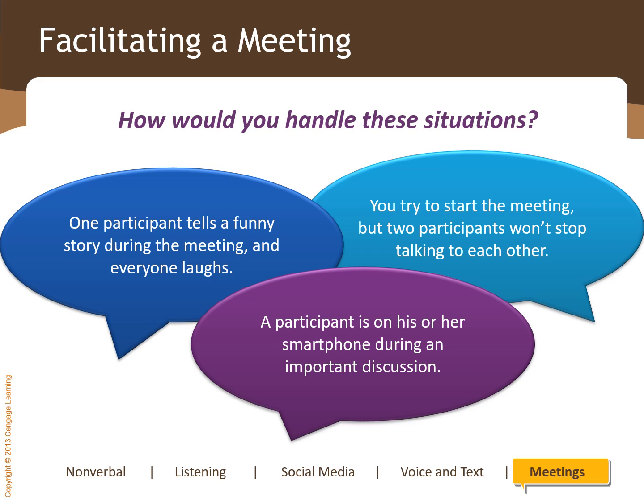So if a participant tells a funny story during the meeting and everyone just laughs, so now people are going off topic. They're not discussing the agenda anymore, and everyone is just having a big laugh about it. So how can you get everyone back to discussing the topic that you want?